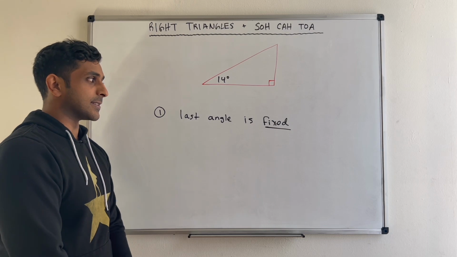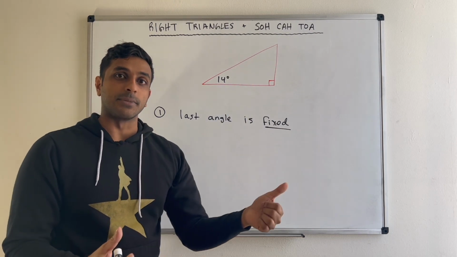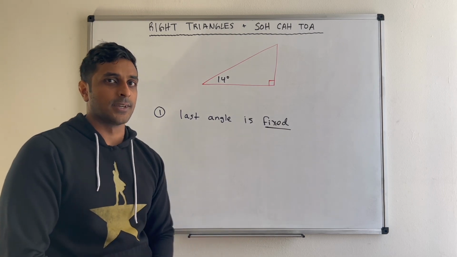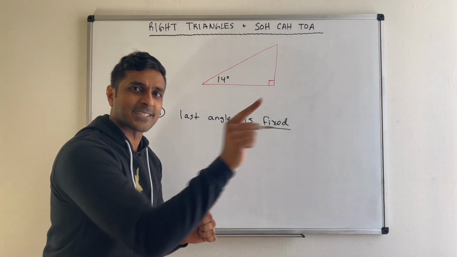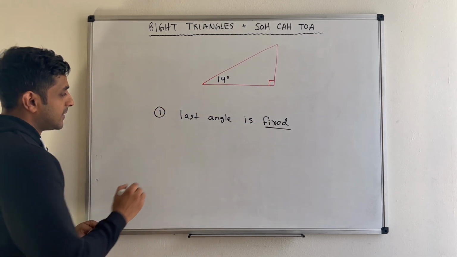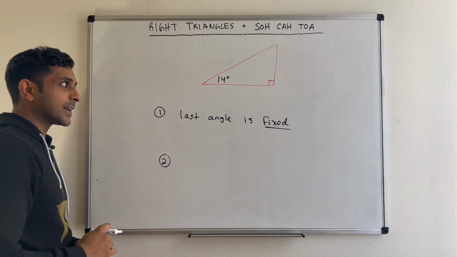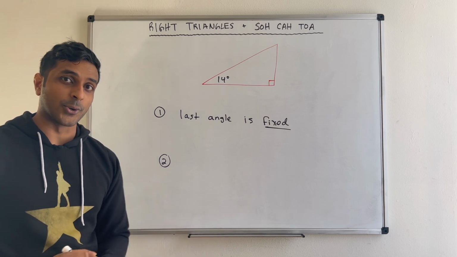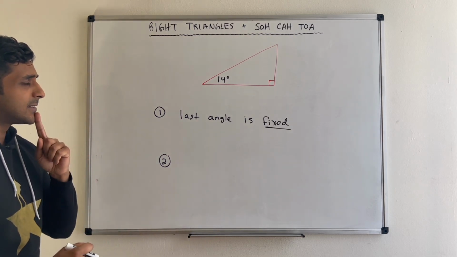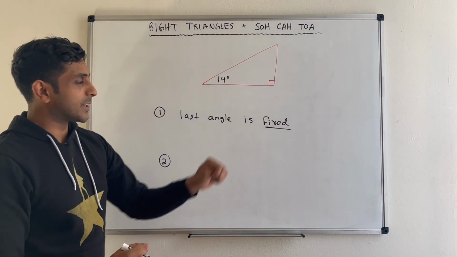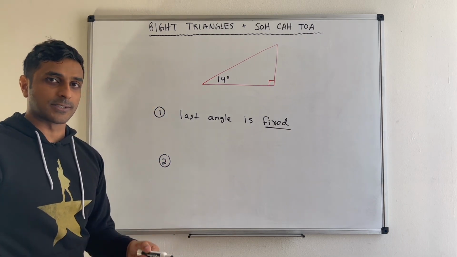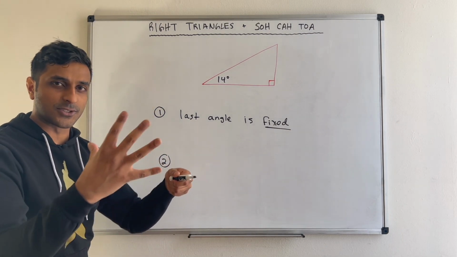What that means is I can't just make it whatever I want it to be. I can't make it 70 degrees just because I want it to be 70 degrees. It's a specific number and it has to be that number. The second fact, and this is really the heart of trigonometry, the fact that makes trig go, is that it's not just the last angle that's fixed, it's also the ratio between any two sides of this triangle that is fixed. So the shape of the triangle is sort of locked into place.